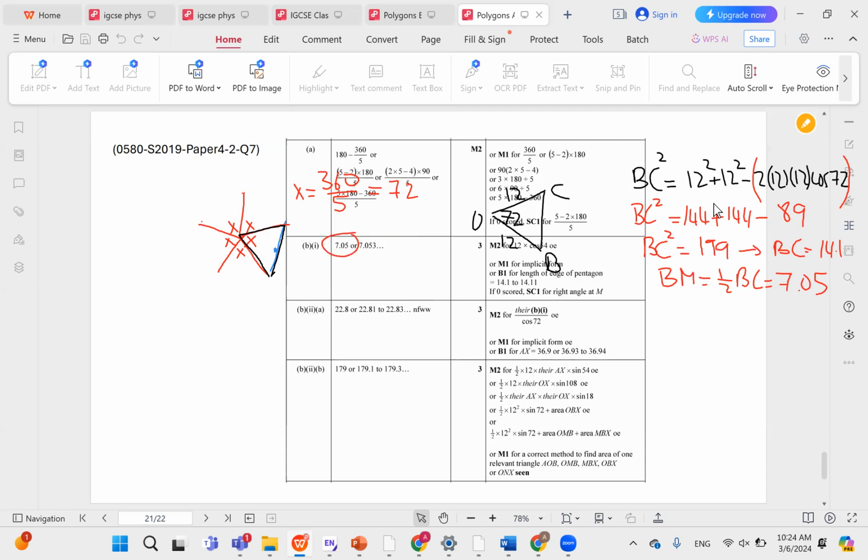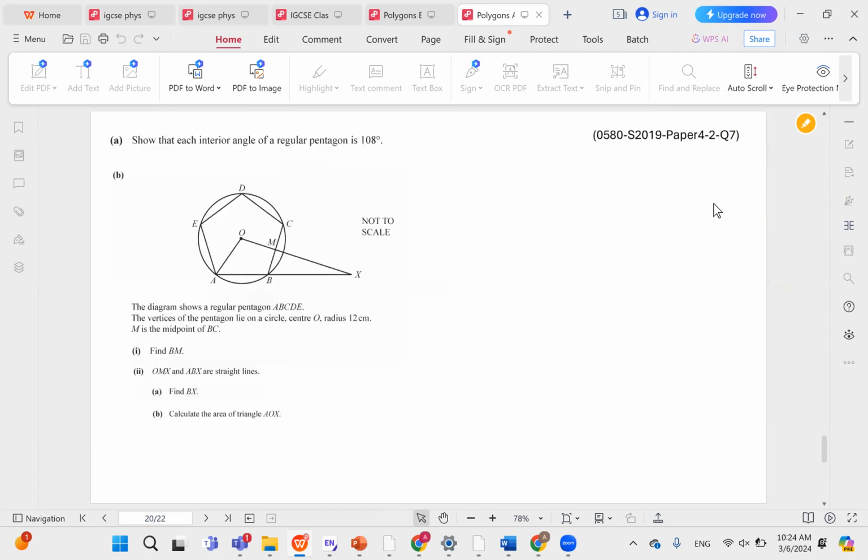Now let's resume. So we have BM as 7.05. We are told that OMX and ABX are straight lines. Find BX and calculate the area of triangle AOX. So we need to figure out how to find the length of BX and how to calculate the area of triangle AOX. So let's color the triangle first.